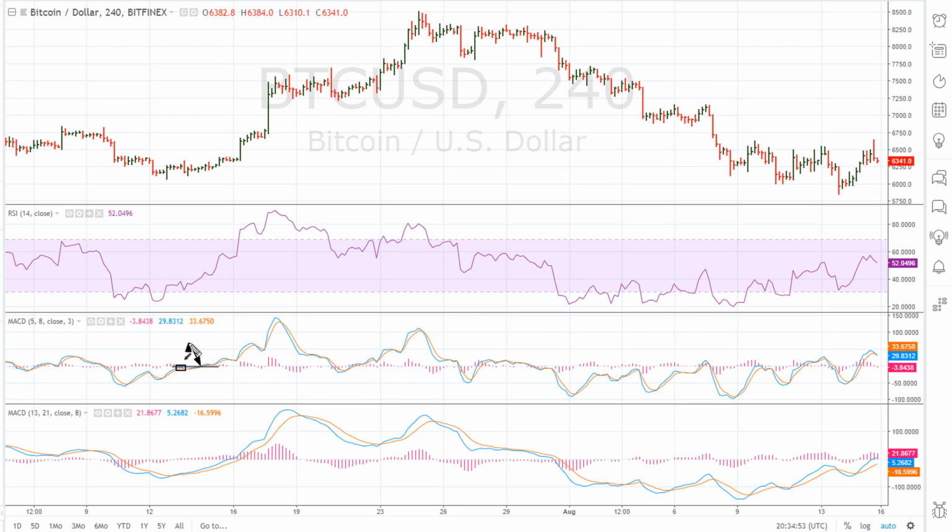Now while this is taking place, so we're talking about this time period here, there's the other MACD, and it is also moving above this failure point, this high.